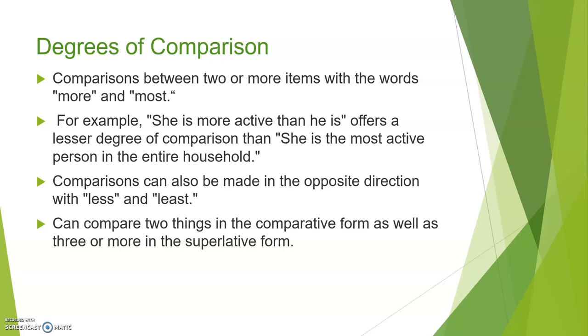Comparisons can also be made in the opposite direction with less and least. The same principle applies in the example below. You can compare two things in the comparative form as well as three or more in the superlative form.